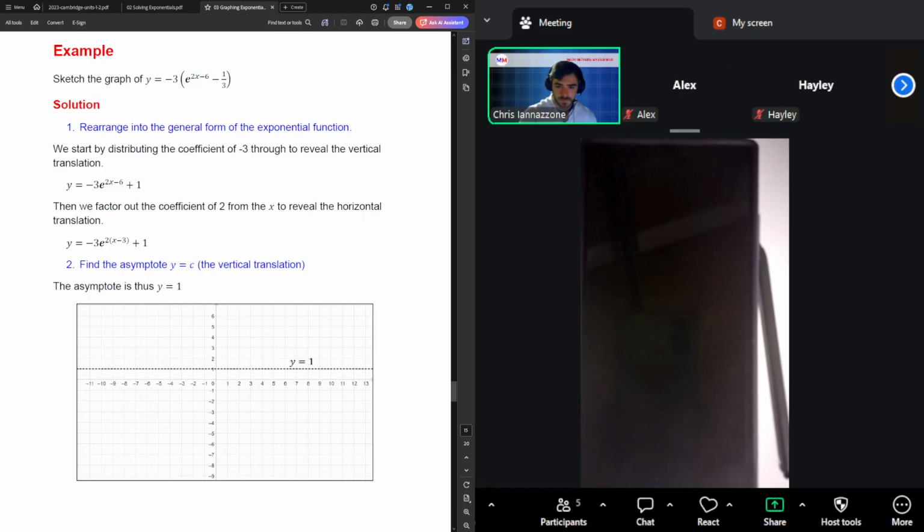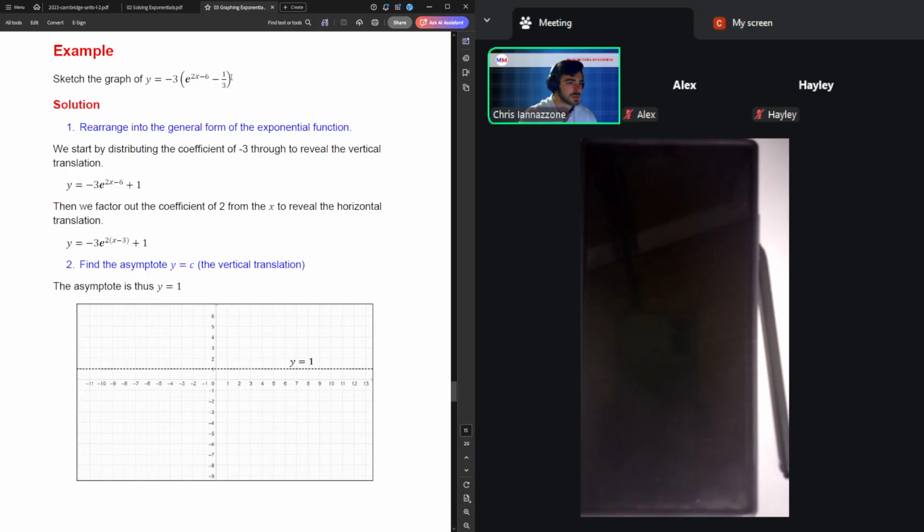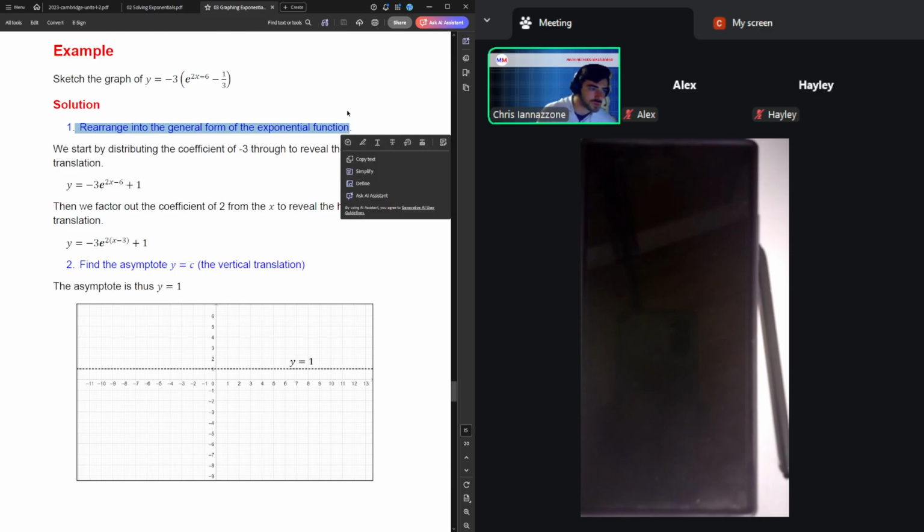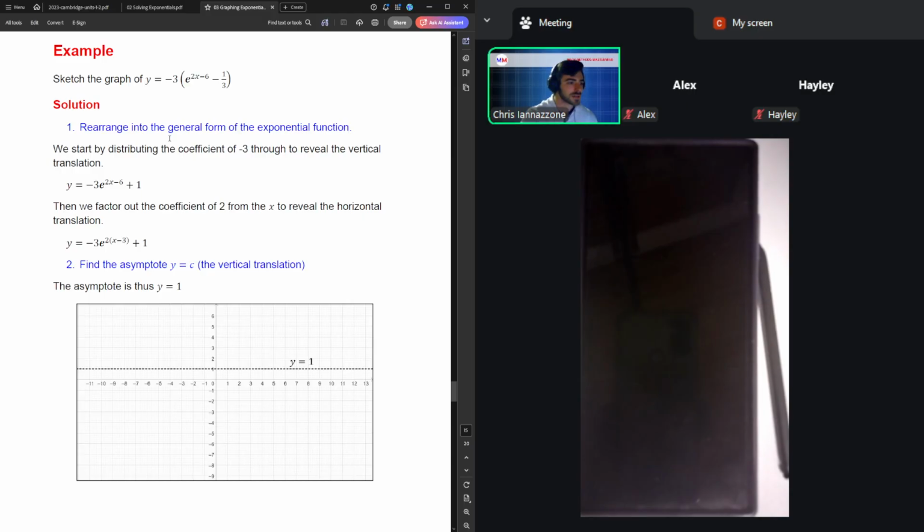Let's take a look. Okay, so I've given a more complicated one that has a bunch of terms involved in there, just so you can see how the worst case scenario is solved. In any of my guides of graphing, I pretty much always have this step here, which is to rearrange into the general form of the function. This is a good practice to have, because when you rearrange into the general form, you can now clearly see what all of the transformation factors are.